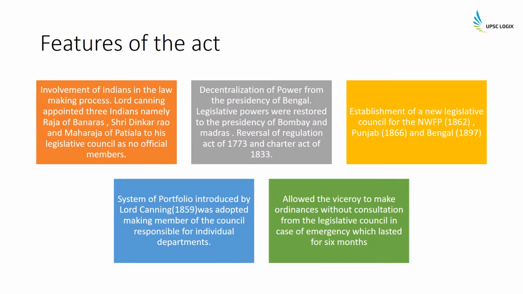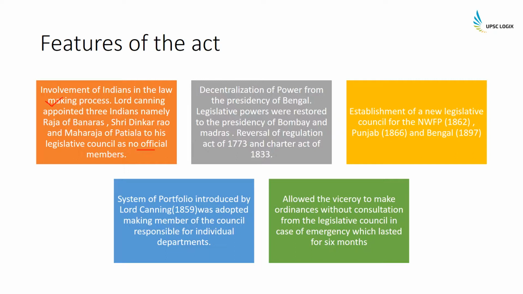Let us have a look at the features of this act. The Executive Council was increased from 6 to 12 members, and there was an involvement of Indians in the lawmaking process. Lord Canning appointed three Indians, namely the Raja of Banaras, Shri Dinkar Rao and the Maharaja of Patiala, to his Legislative Council as non-official members.